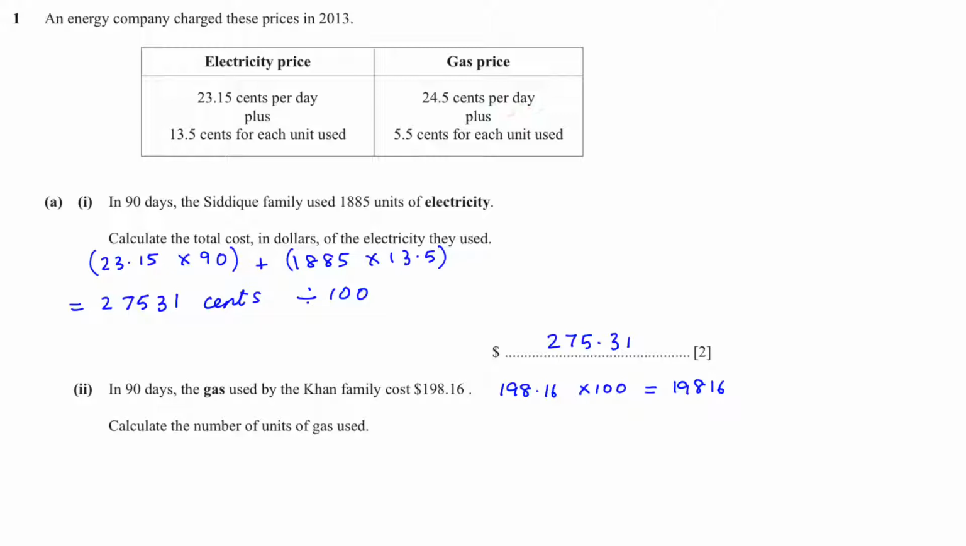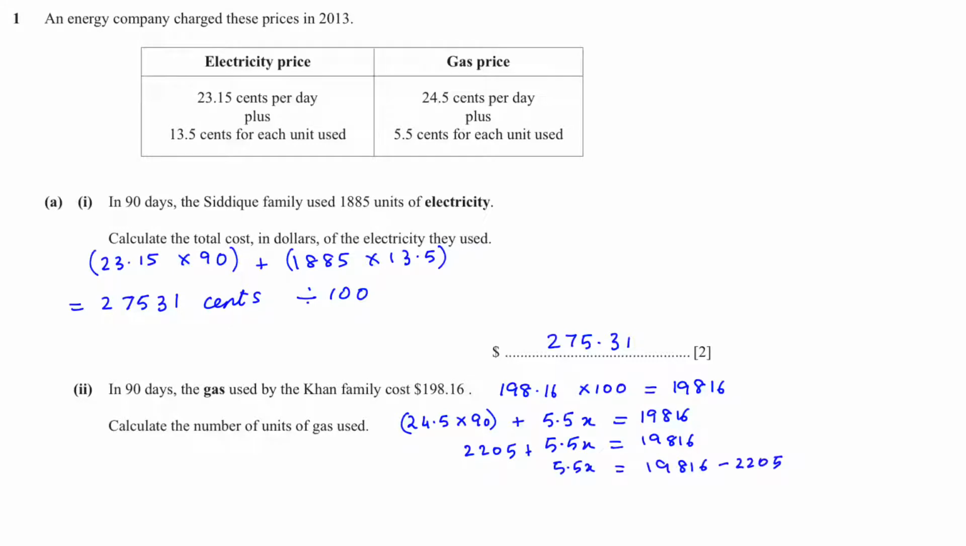24.5 cents per day, therefore 90 days will be 24.5 multiplied by 90 plus 5.5 cents for each unit used. We don't know the number of units used, so we can say it is x. Therefore 5.5 multiplied by x is equal to 19,816. When you multiply this, you will get 2,205 plus 5.5x is equal to 19,816. Bring this to the other side, it will become negative. And then divide the answer you get by 5.5. And that will give us 32,002 units. So this is the units that were used by the family.